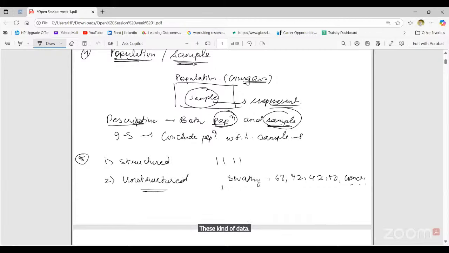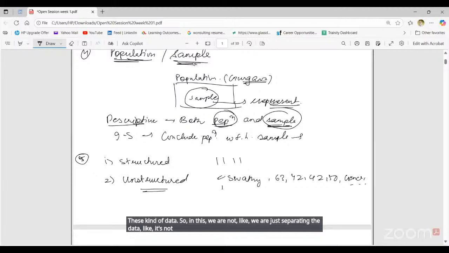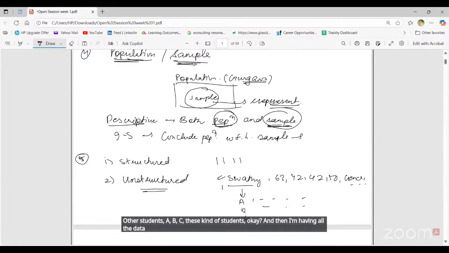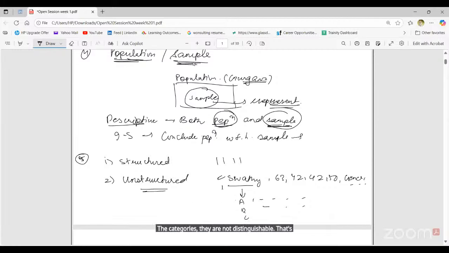So in this, we are just writing the data down, it's not relevant, right? We are not able to distinguish. Then I have another case, other students, A, B, C, and I have all their data. So the numbers, the variables and the categories are not distinguishable. That's why this is unstructured data.